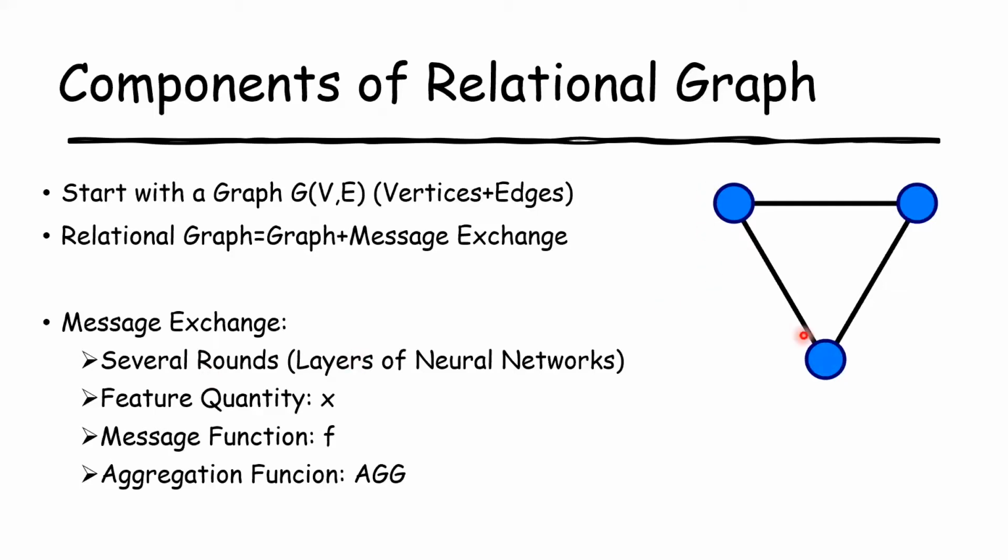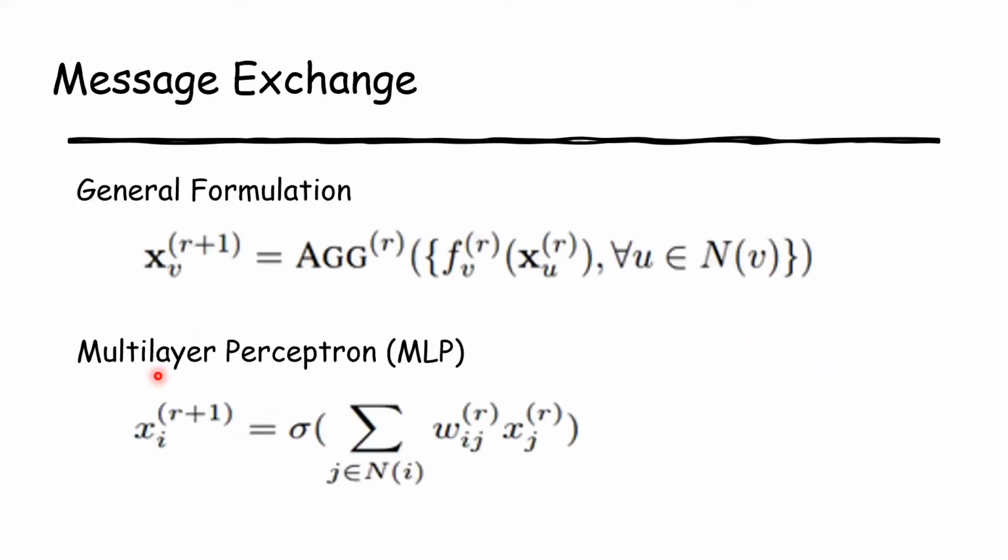In order to transform information between these nodes, we associate a message function with each of these edges. In order to combine information from different edges, we also need an aggregation function. Here is a general formulation for the message exchange, written as a very concise math equation. At each round of the message exchange, we combine the information from all the neighboring nodes, with each node also sending its own quantity or information to the other nodes as well.